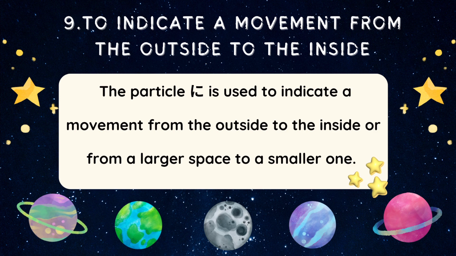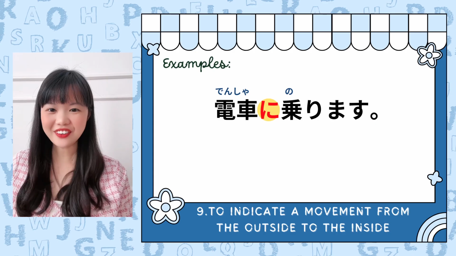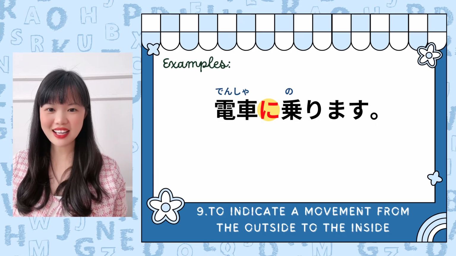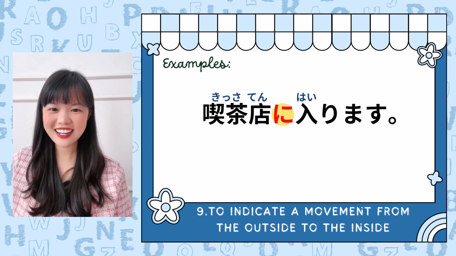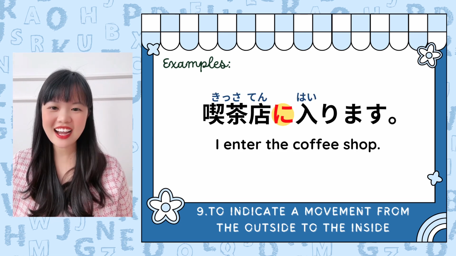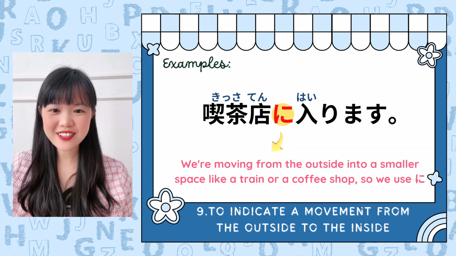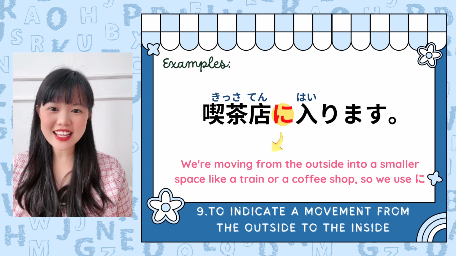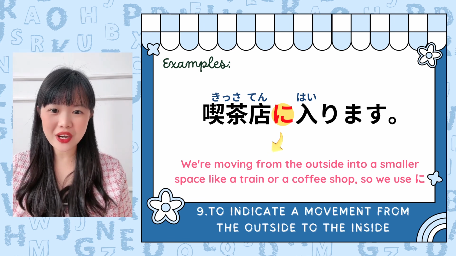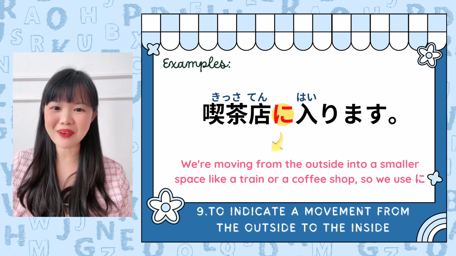Furthermore, the particle ni is used to indicate movement from the outside to the inside, or from a larger space to a smaller one. For instance, densha ni norimasu. I get on the train. Or, kissaten ni hairimasu. I enter the coffee shop. As you can see, we are moving from the outside into a smaller space like a train or a coffee shop, so we use the particle ni.